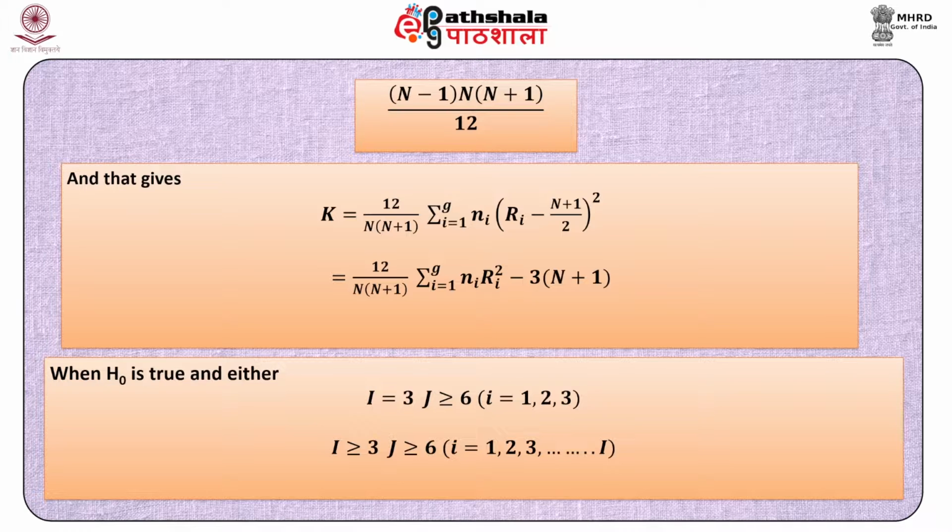When H naught is true and either I is equal to 3 and ni is greater than or equal to 6 for i equal to 1, 2, 3, or I is greater than or equal to 3 and ni is greater than or equal to 6 for i equal to 1, 2, 3 till capital I, K has approximately a chi-squared distribution with I minus 1 degrees of freedom. In such cases, the usual chi-square critical values can be used to test H naught at the appropriate significance level.